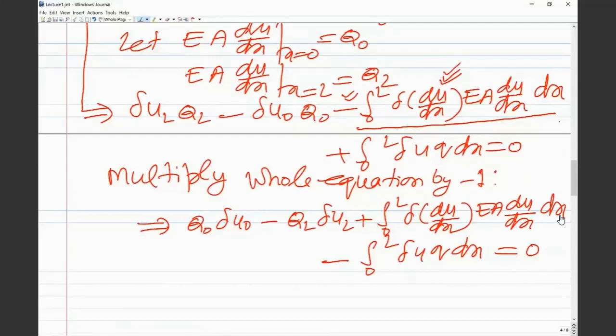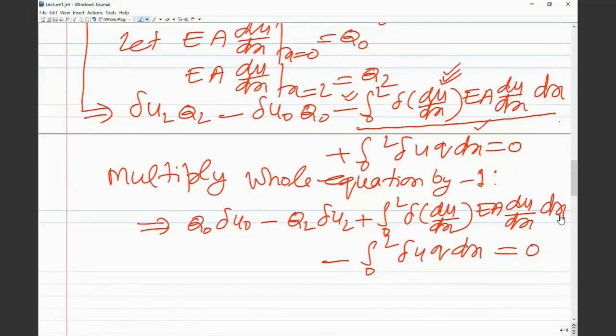Sir, is that term the variation of total strain energy? No, this term alone is the variation of strain energy, not the total potential energy. Yes, it is the variation of strain energy.